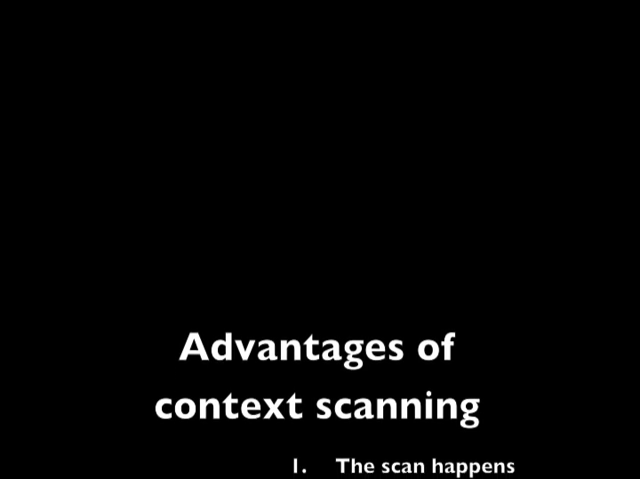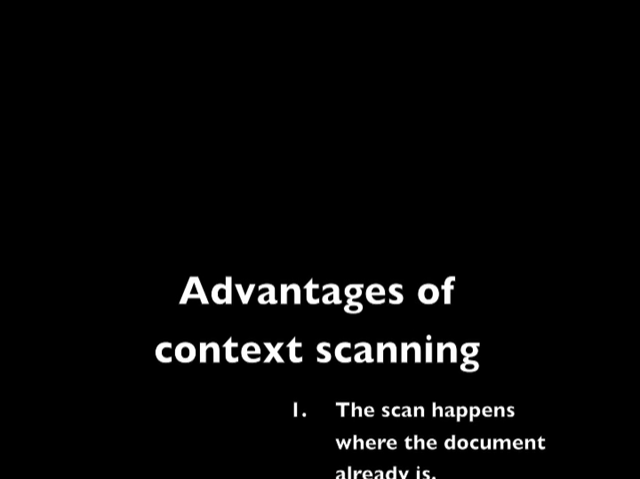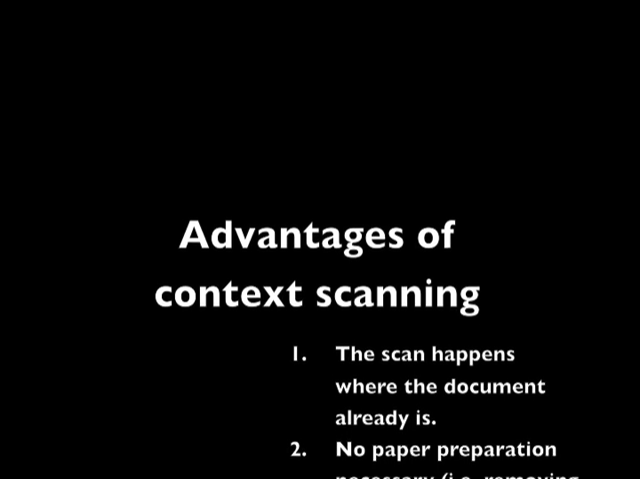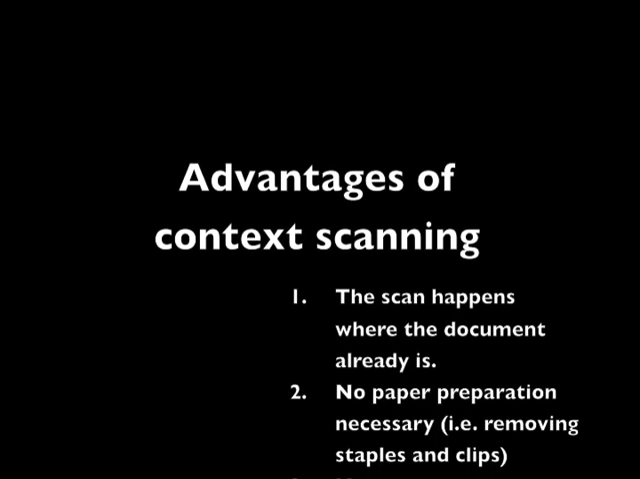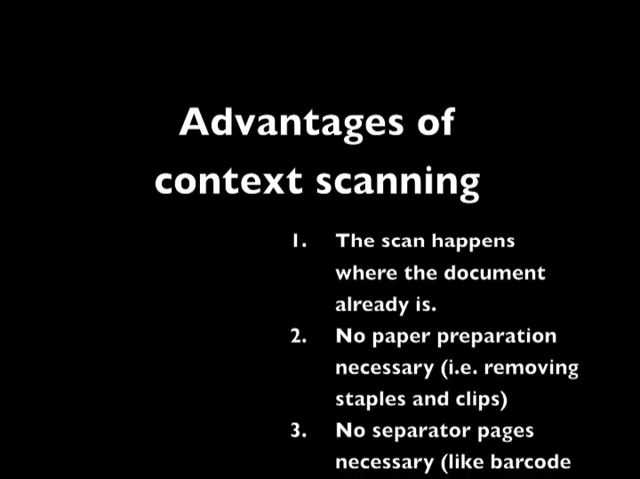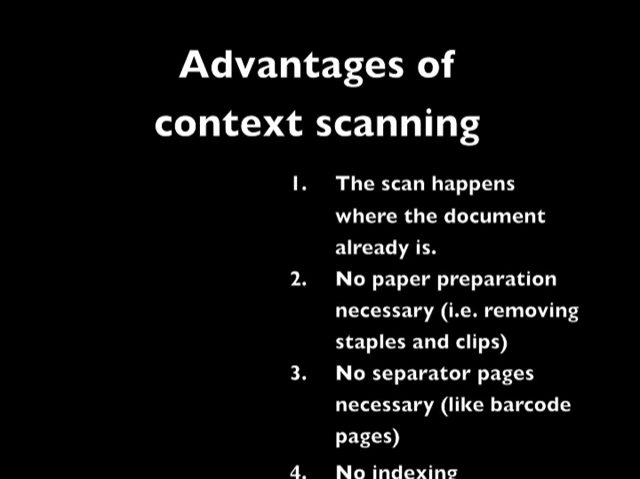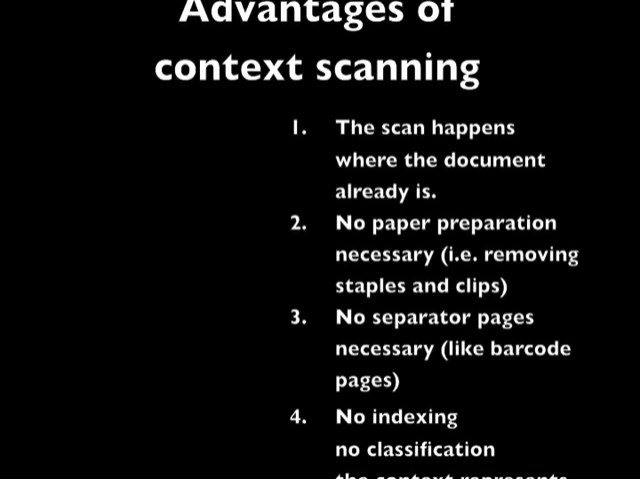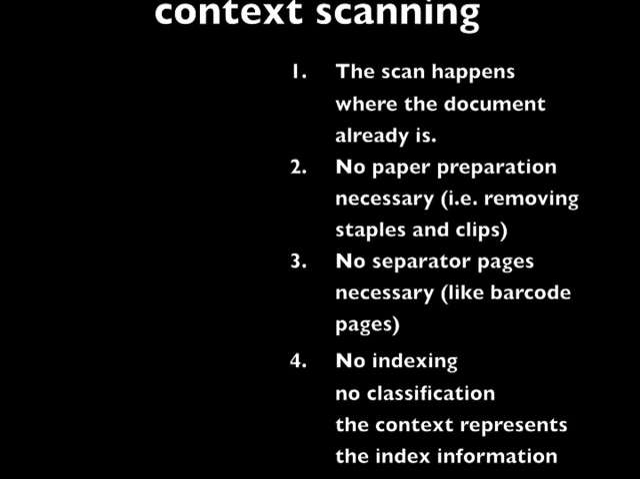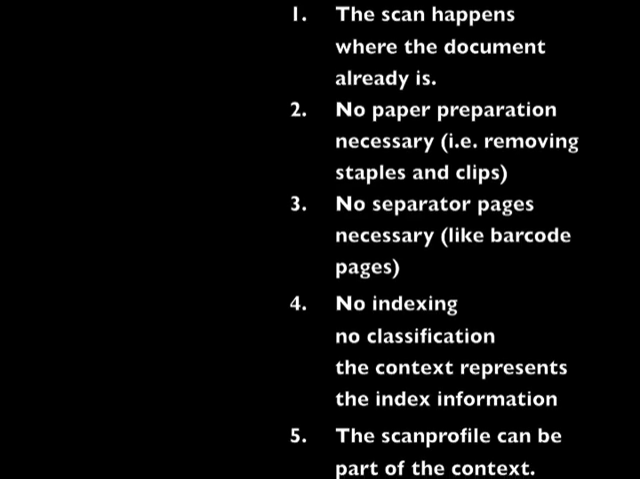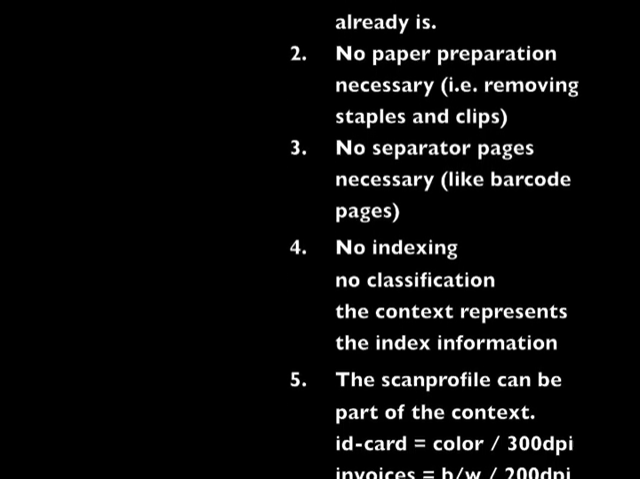So, what are the advantages of context scanning? First, the scan happens where the document already is, right in front of the knowledge worker. Second, there is no paper preparation necessary, like removing staples or clips. Third, there is no need for separator pages like barcode pages. Furthermore, no indexing, no classification. The context represents the index for the document.